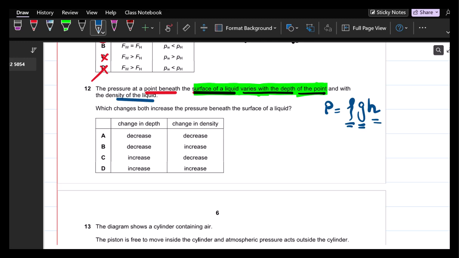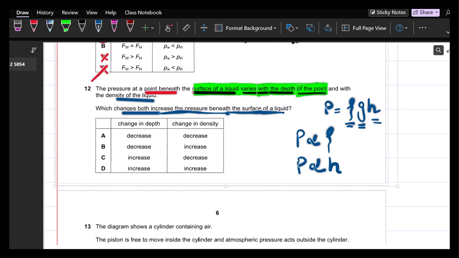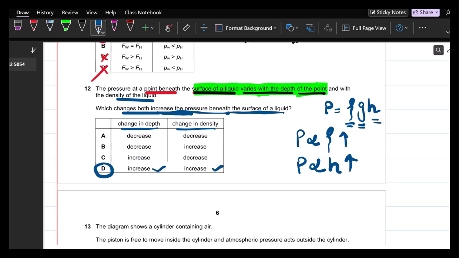So what changes? Both increase the pressure beneath the surface of a liquid. Pressure is directly dependent on density, and pressure is directly dependent on depth, or you can say height. So if both increase, pressure will increase. Which change increases the pressure? A change in depth increases it, and a change in density increases it. So D is the right option.